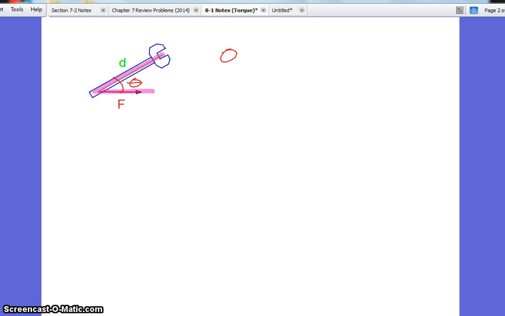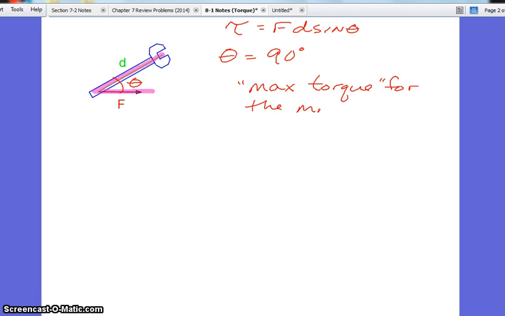Now, according to our equation here, an angle of 90 degrees is going to produce a maximum torque for the minimum amount of force. So if you see the words maximum torque or minimum force, you know the angle is automatically 90 degrees. And the reason for that is because the sine of our angle can be anywhere between -1 and 1.